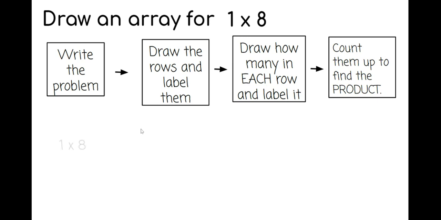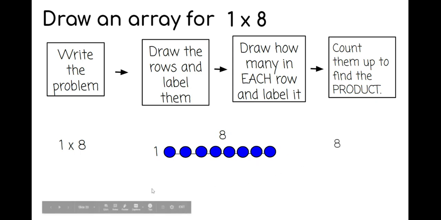1 times 8. We need 1 row with 8 in it. If we count these up, we get 8. So the product of 1 times 8 is 8. 1 row of 8.